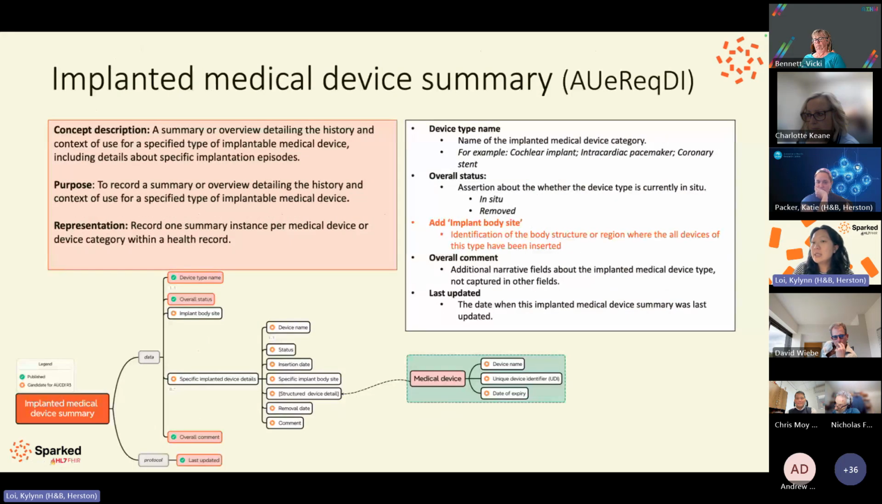The last one that we did agree on was the implanted medical device summary. This was taken from the AUE request DI, and additional things were added based on some requests from the community at the last CDG. You can see there are some additional details here, and it starts to bring in a repeatable model, the medical device model. So that's that one there.